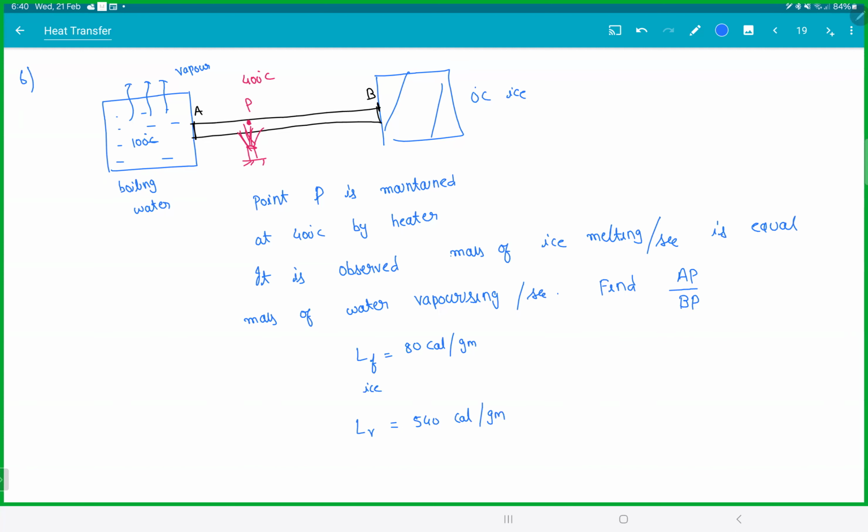I hope the question is clear. We have water on one side and ice on the other side. You kept a rod and there's a heater. The heat is coming from the heater to both of them. And it is observed that the same amount of ice is melting and water is vaporizing. So where did I keep the heater exactly? Try. It's a good one. Just give it a try. I'll just get some water and come.